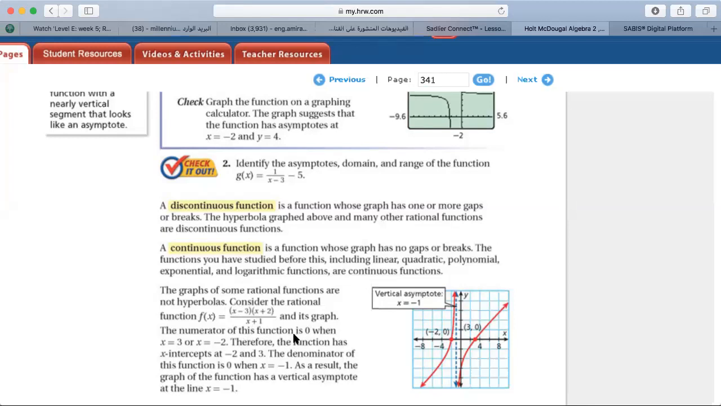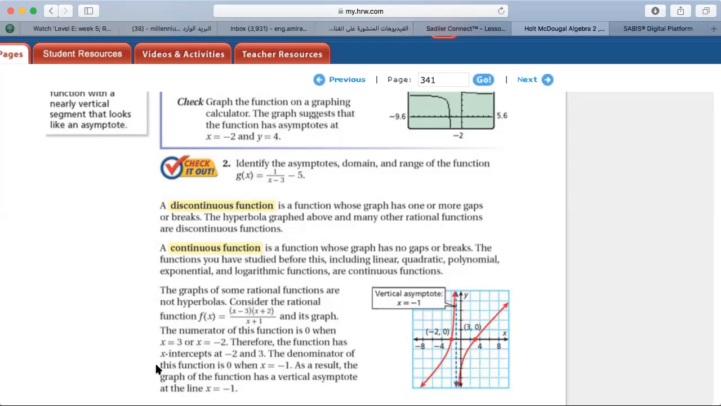The numerator of this function is 0 when x is equal to 3 or x is equal to negative 2. Why? If x is equal to 3, then 3 minus 3 is 0, so 0 multiplied by x plus 2 is 0, and 0 over any number is 0. Therefore, the function has x-intercepts at negative 2 and 3.